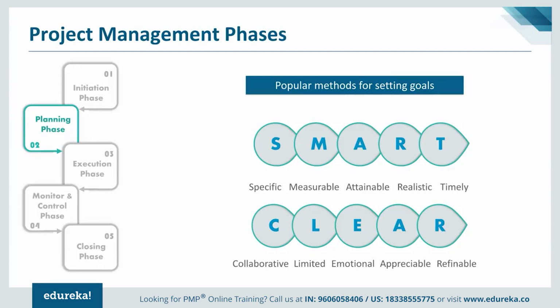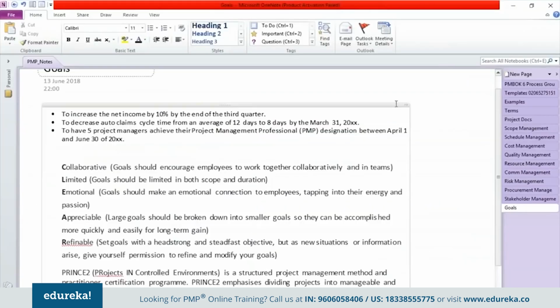Now, many of you may have already heard about SMART goal. It should be specific, measurable, attainable, or achievable. It should be realistic. It should be time bound, or timely. Similarly, when you work on a goal, it should also be collaborative. It shouldn't happen that there is a goal, but people can't really relate to that. We should be able to get everybody, all the team, along. Limited, emotional, appreciable, refinable. Let's take a couple of examples so that we'll be able to relate to this.